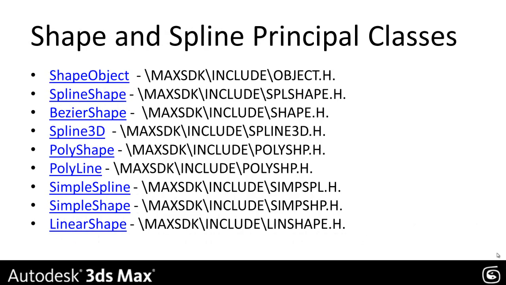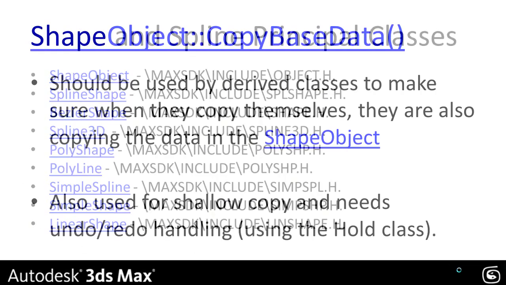So shape and spline classes are listed here. The shape object is one of the fundamental base classes, and then you'll see that there are specifics that you'll use within the shape itself. Alright, so depending on what kinds of things you need to do, you might choose a spline 3D, or it might be a simple spline, it might be a linear shape. Okay, so this is where all of the base classes are located.